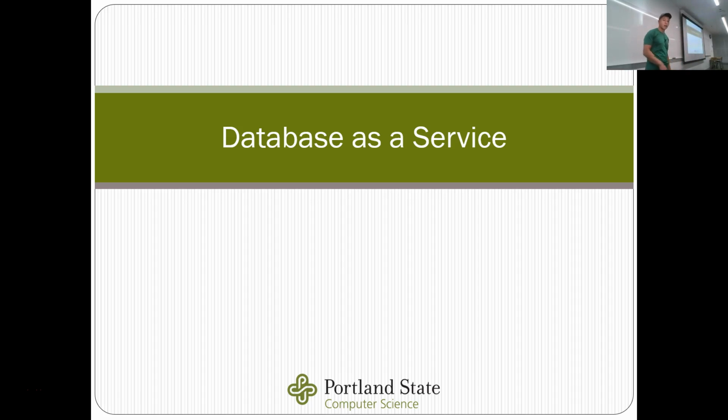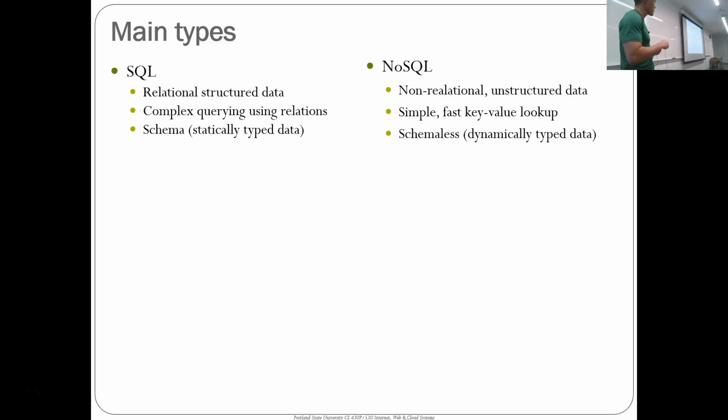Okay, so we talked about structured queries. This leads us to database as a service in the cloud. So the main types of databases in the cloud are either the SQL databases or the NoSQL databases. We covered this earlier, where SQL is the relational structured data. It's got all sorts of support for querying, and it's got this strict schema that you have to adhere to for your data, whereas NoSQL is non-relational, unstructured, and it's got very simple queries. Simple key lookup queries is all that it really supports. But you can scale this really well.